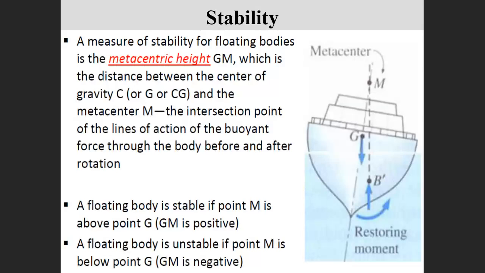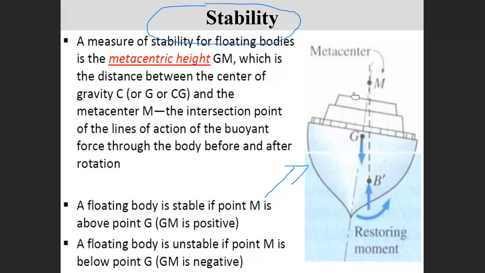If you recall, gentlemen, we stopped last week in stability. We talked about the stability of floating bodies, especially ships, and we talked about three important parameters: center of gravity, center of buoyancy, and metacenter, the metacenter point.